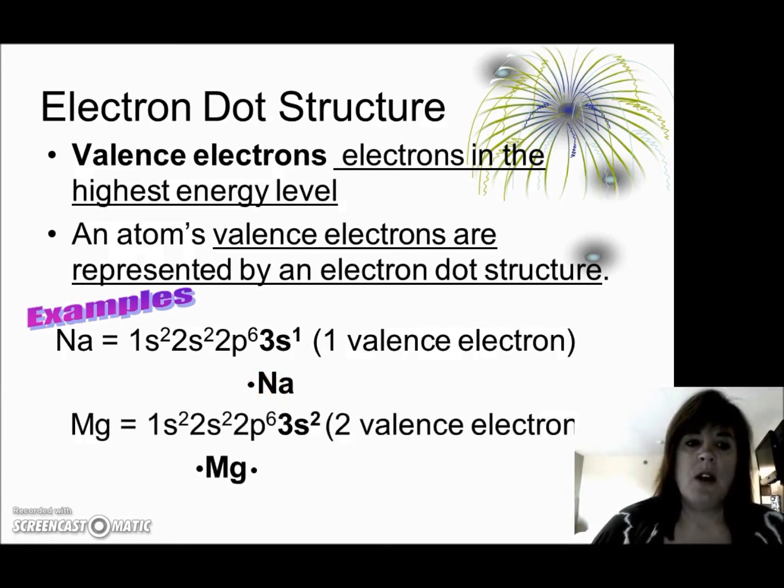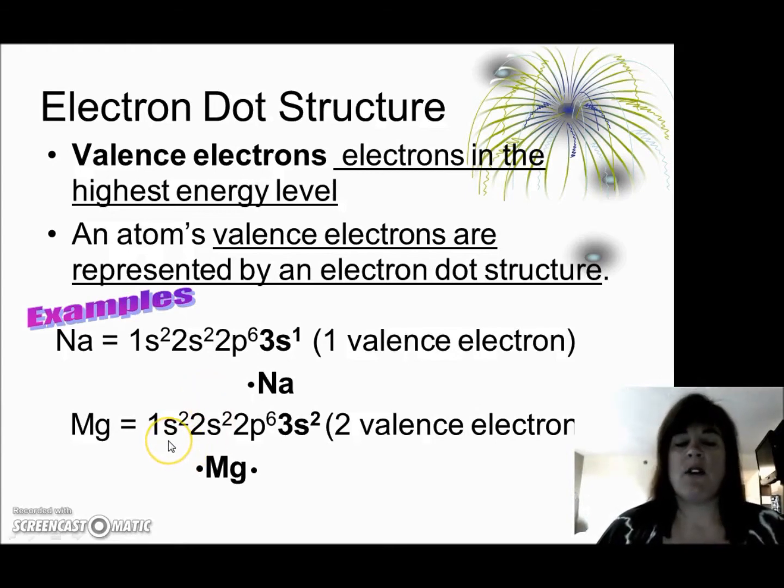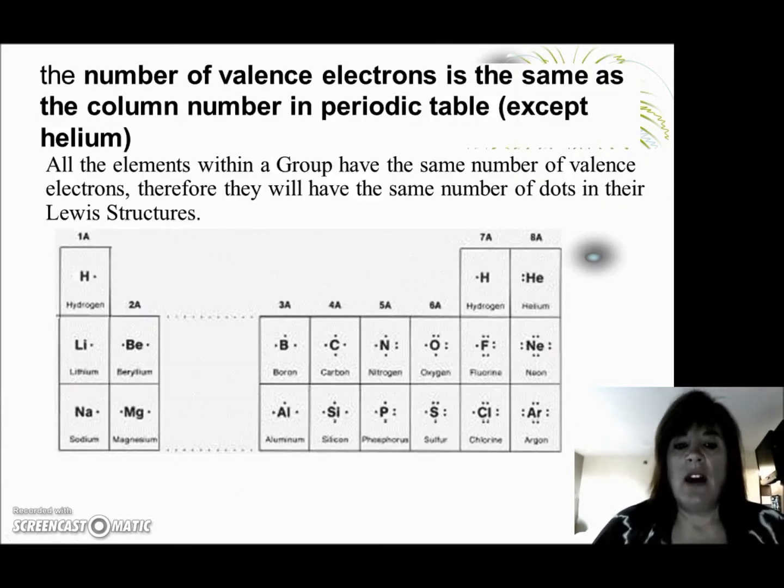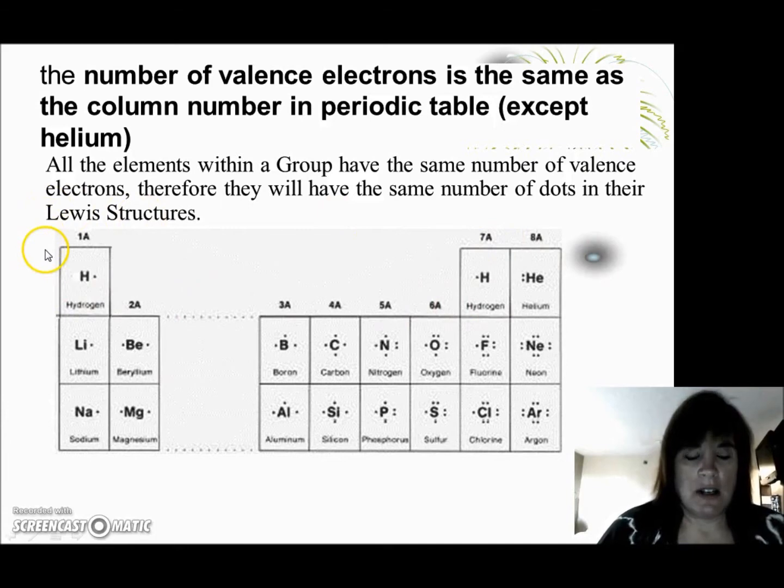Another example would be magnesium. Magnesium, which is in column 2 there in the periodic table, if we wrote its electron configuration, we'd have 1s2, 2s2, 2p6, 3s2. So it has 2 valence electrons in the third energy level, and to represent it in a dot structure, we just put 2 dots. Not bad, huh? Now, we can do that for all of our atoms.